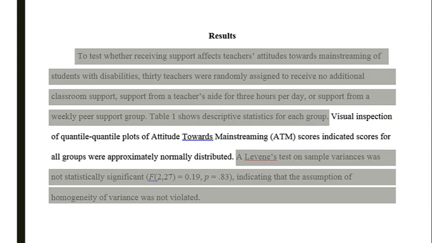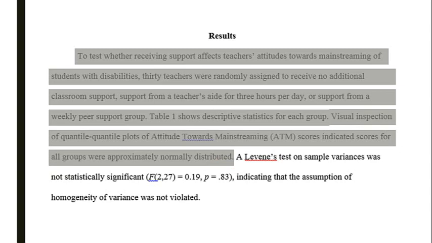As we've said before, you probably wouldn't necessarily see a sentence like this: visual inspection of quantile plots of attitude towards mainstreaming, and I'm abbreviating that ATM scores, indicated scores for all groups were approximately normally distributed. I'm using the acronym ATM there so that I can use it later on in my results section. If I had written a complete report, I probably would have already used whatever acronym I was going to use for that attitudes towards mainstreaming score, in which case I could just say ATM scores even though I hadn't used the acronym already in the results section.